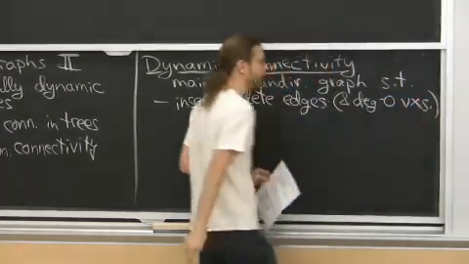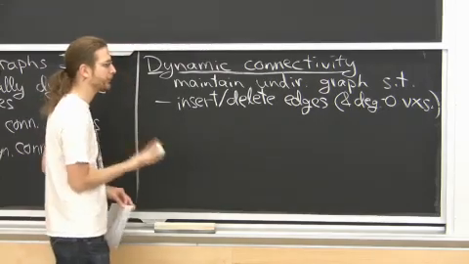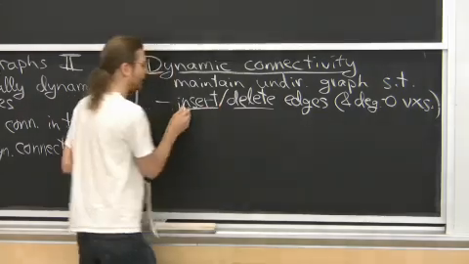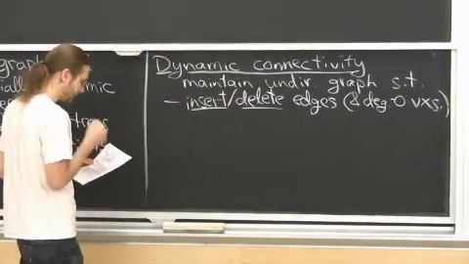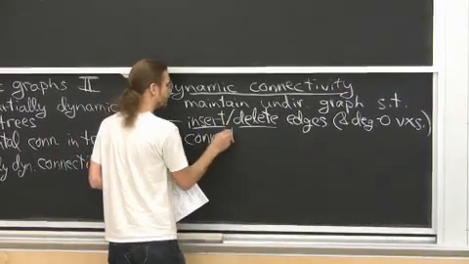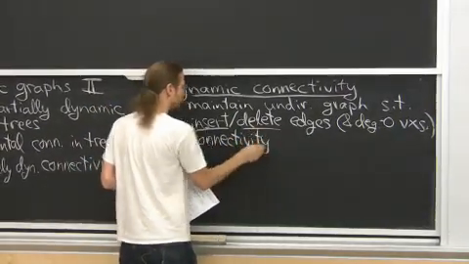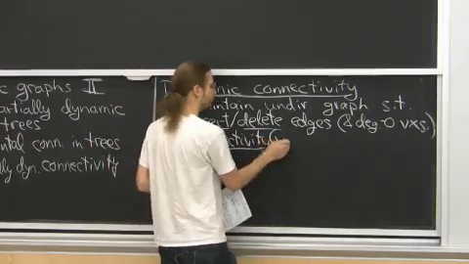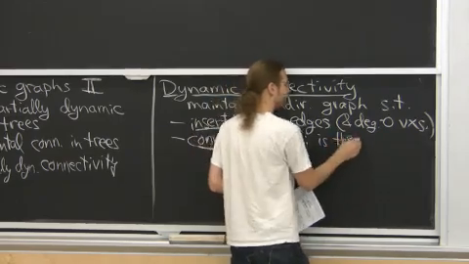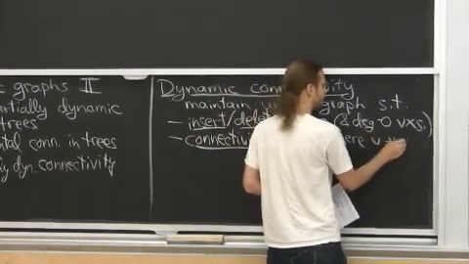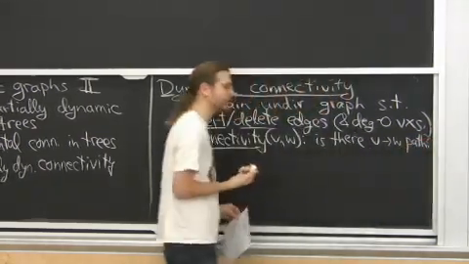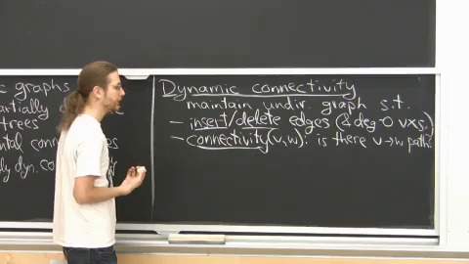Though we're not really going to worry about vertices. It's easy to add vertices that have no edges to them, also easy to delete them. It'd be more about adding and removing edges incident to those vertices. And then the connectivity query is: given two vertices V and W, is there a V to W path? So this is asking, are two vertices V and W in the same connected component?